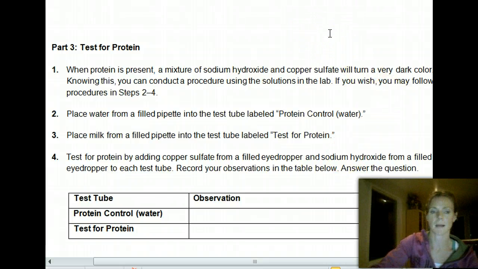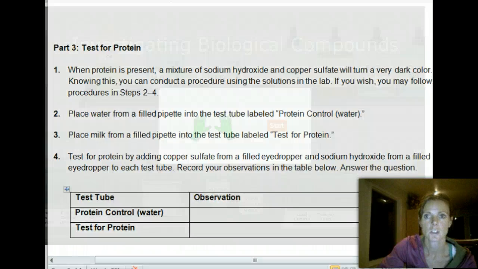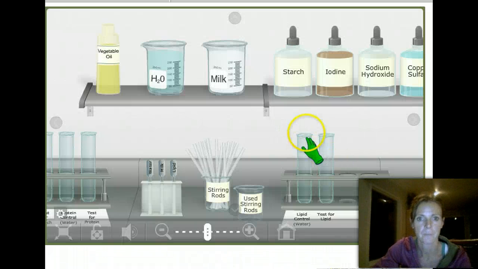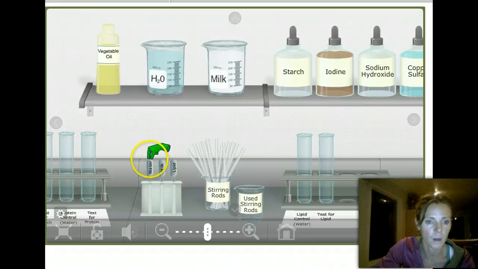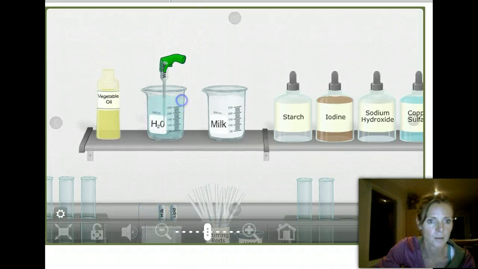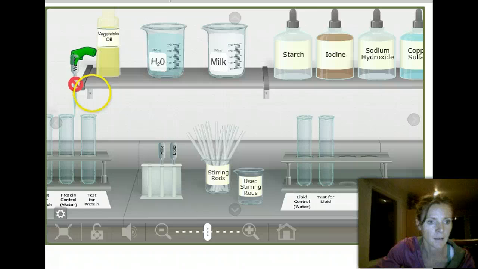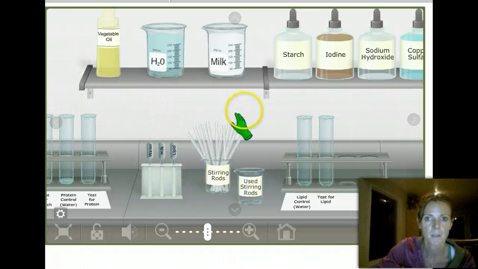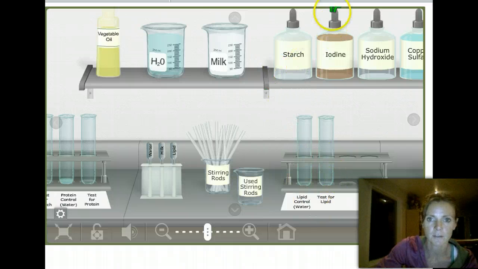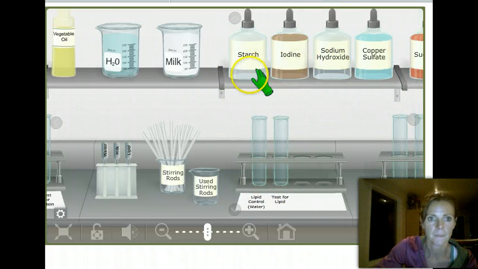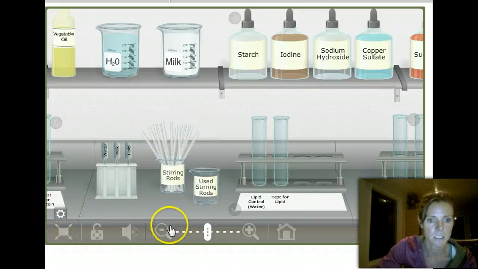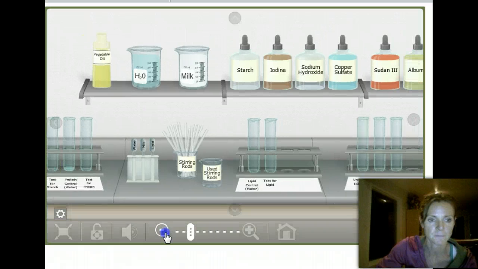So let's go back to our lab, okay? All right, start. So we can take water and get some water. Okay, here's the protein control, water. Let's put that back. Let's kind of move over here. What do I want to use for protein? Well, let's do the sodium hydroxide and the copper sulfate first. Okay, let me pan out here.